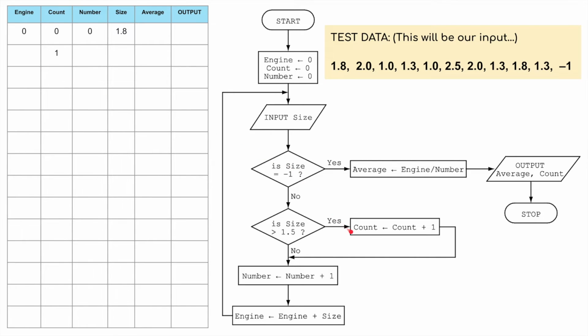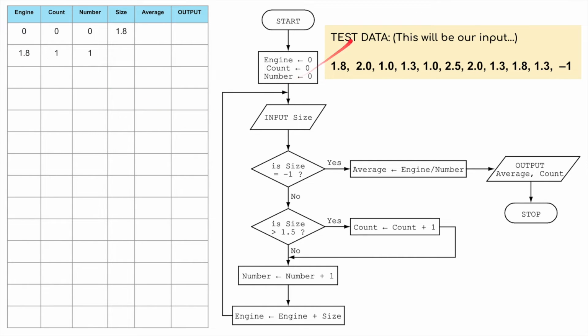Okay, where do we go next? It comes back round. Number is then assigned number plus 1. And then finally, engine is assigned engine plus size. We're going to put size into the engine, or rather 0 plus 1.8. So 1.8 goes in there.